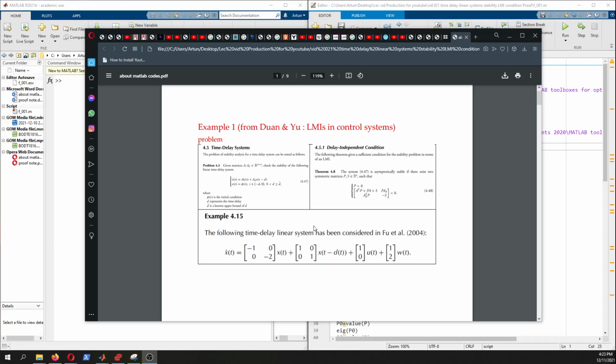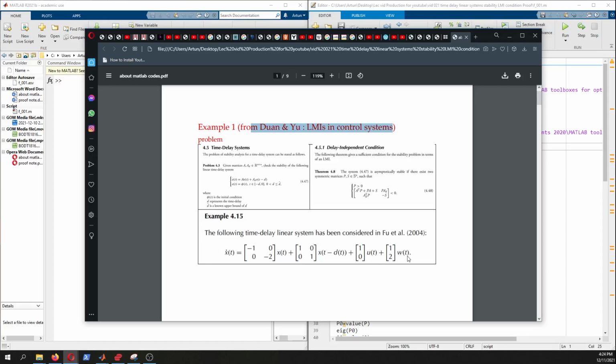We are first going to look at two examples, and this is example one. This is from Duan and Yu's Analysis and Design of Control Systems book. Here we can see the A matrix, and we can see the delayed matrix AD. These are the input and disturbance signals.